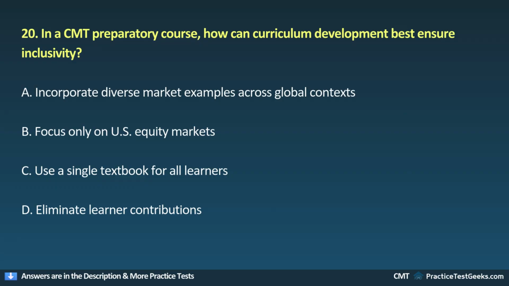20. In a CMT preparatory course, how can curriculum development best ensure inclusivity? A. Incorporate diverse market examples across global contexts. B. Focus only on U.S. equity markets. C. Use a single textbook for all learners. D. Eliminate learner contributions.